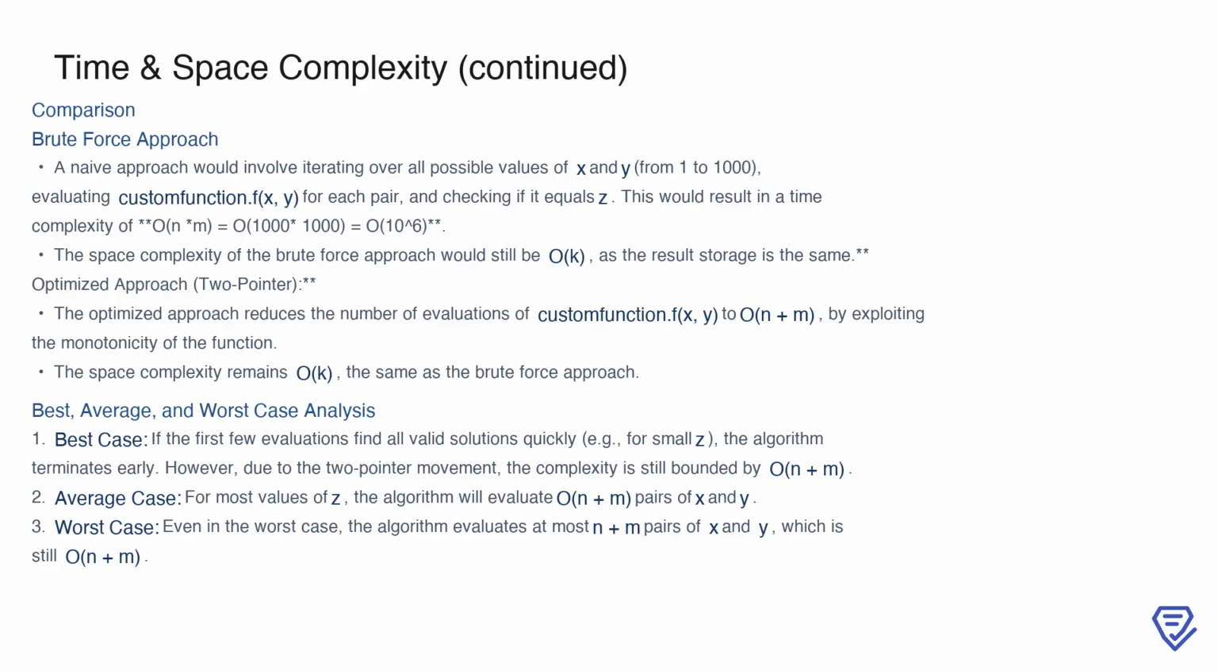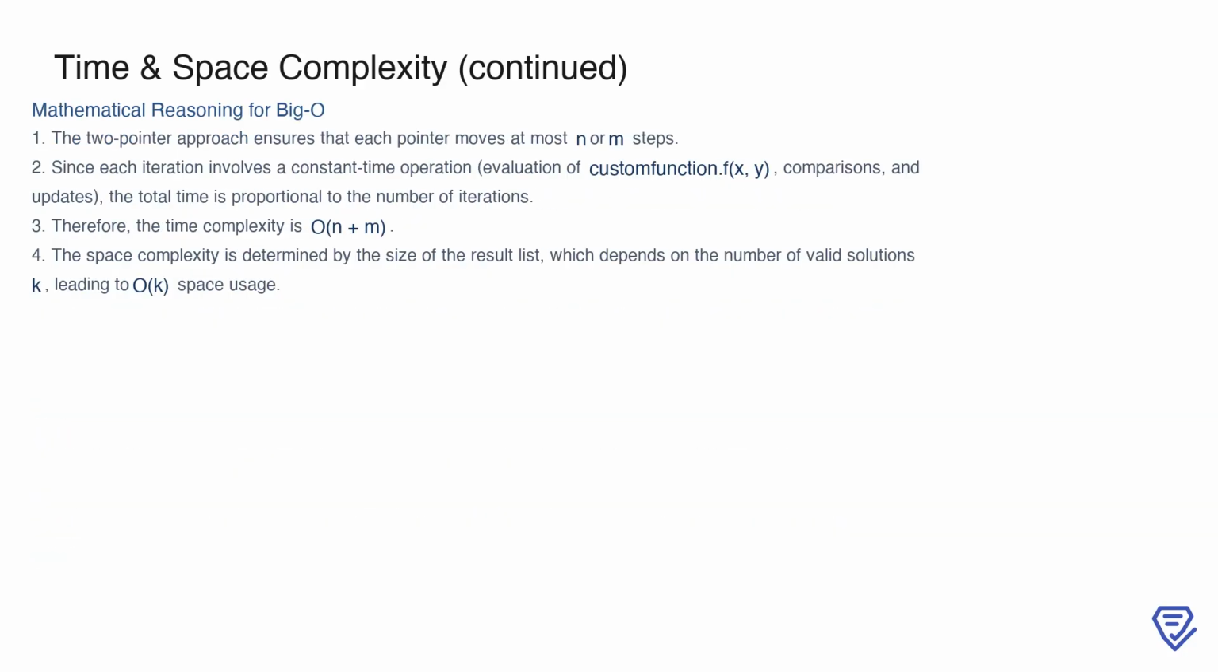For space complexity, both approaches are identical, requiring O(k) storage for the list of results. Additionally, analyzing best, average, and worst cases shows that the optimized algorithm consistently evaluates at most n plus m pairs of x and y, even when z is large or the solutions are sparse, maintaining a bounded O(n + m) time complexity. Finally, let's summarize the mathematical reasoning behind the big O analysis.